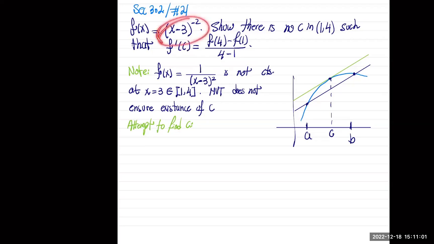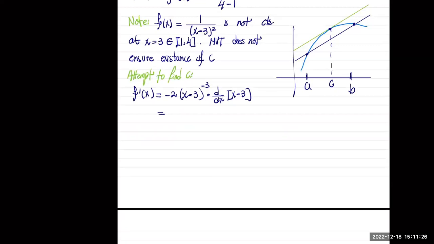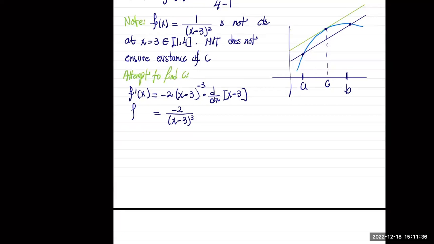We need the derivative, f prime of x. That's already in power form. It's -2, bring the -2 down. x minus 3 to the power of, take 1 away, -3. Chain rule, don't forget, times the derivative of the inside, which is just 1. So this is equal to -2 divided by (x minus 3) cubed. This is f prime of x.